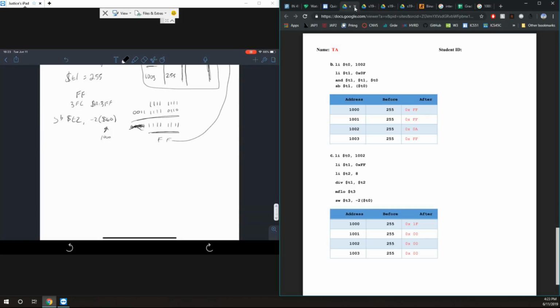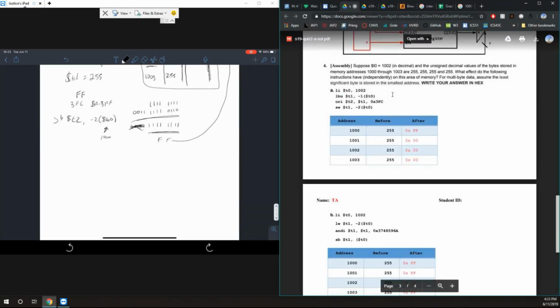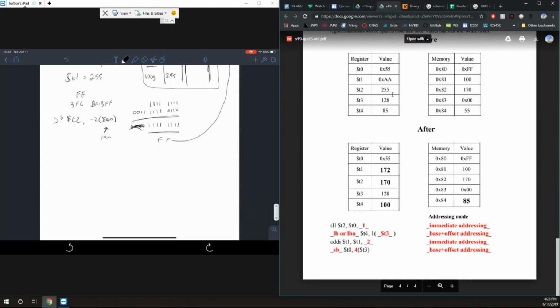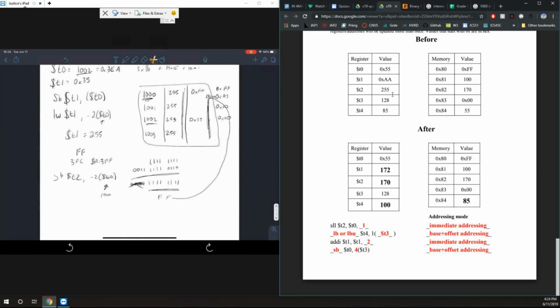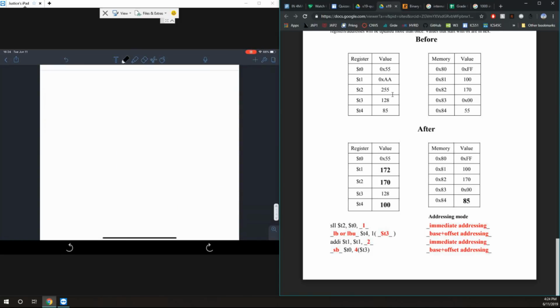Quiz 3. Okay, these were just remembering which ones were which. Are we good on these, or no? Okay, for sure. Memory is always in hex. Sometimes if it has a 0 and then the letter X, it's hex.